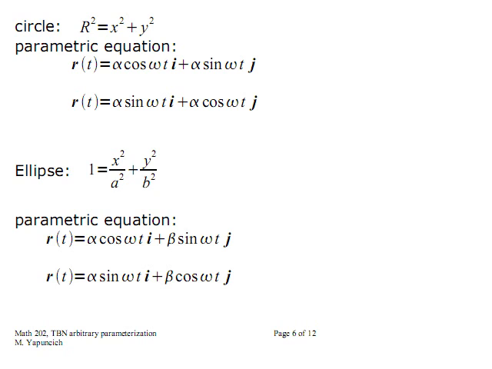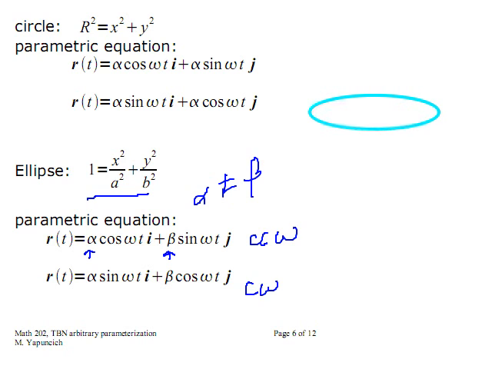Now let's look at the ellipse. This is the equation for an ellipse in Cartesian coordinates. Here is a parametric equation. It looks just like the circle, except that the amplitude of the cosine term and the amplitude of the sine term are different. Alpha does not equal beta in the ellipse, but alpha is equal to beta for a circle. And this ellipse is traversed in the counterclockwise direction. Here's one in the clockwise direction. And you can see this also by plotting a few points.